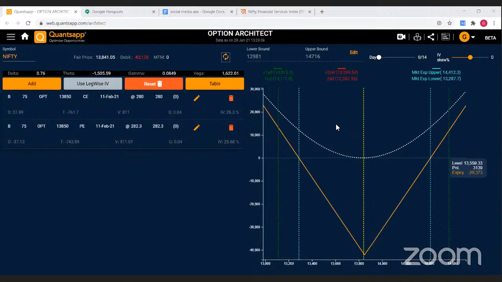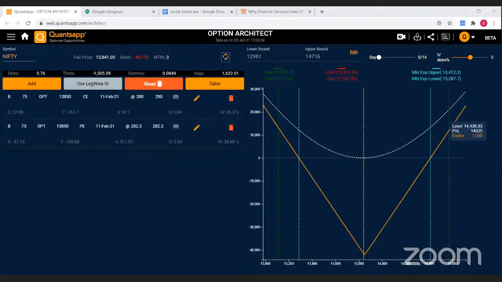So today is 28th, and we have the expiry. I think you can see the calendar. We have expiry on 11th, so we have taken the expiry of 11th. So we have roughly 14 days to expiry. You can see the slider and the day written here. So it's a day slider. We have 14 days to expiry.